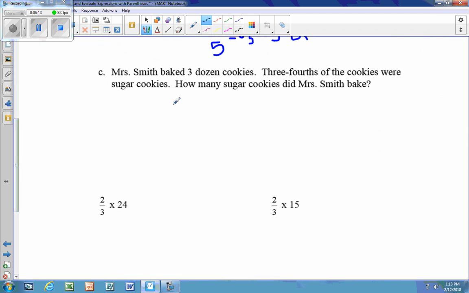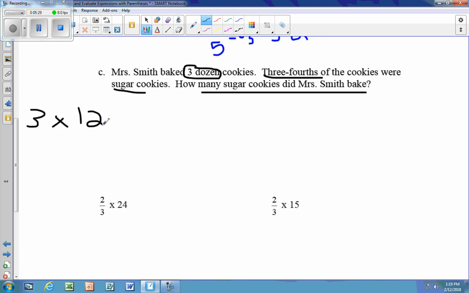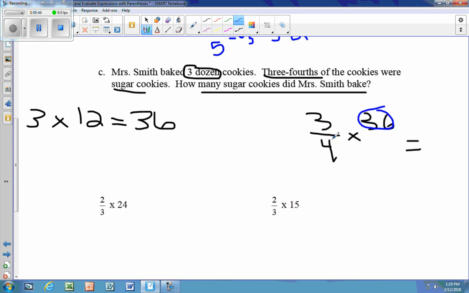Next, Mrs. Smith baked 3 dozen. This is important. It's not just 3, it's 3 dozen cookies. 3/4 of the cookies are sugar. How many sugar cookies did she bake? So a dozen means 12. So 3 times 12 is 36. And then we just found out that we're doing 3/4 of 36. When we do that, we have 36 divided by 4, which is 9. And then 9 times 3 is 27 sugar cookies.